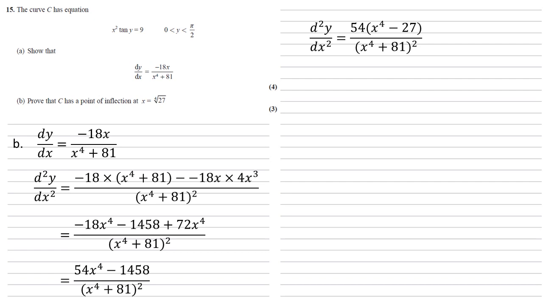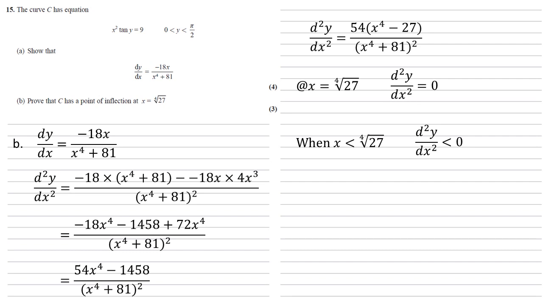Now we need to prove that C has this point of inflection at x equals the fourth root of 27. So let's see what happens at those values. So at x equals the fourth root of 27, plugging that into our d2y by dx squared, we get 0. When x is smaller than the fourth root of 27, again plugging them in, d2y over dx squared must be less than 0.